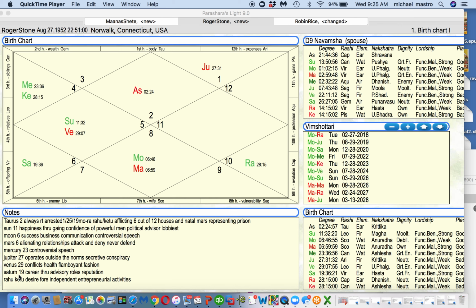Saturn is at 19 degrees. It rules the house of career. Saturn is that planet that has to do with service. He feels like he's in service to advise in politics, although he made a lot of money doing lobbying for foreign governments and dictators around the world. But yeah, Saturn gives him the ability to be an advisor.